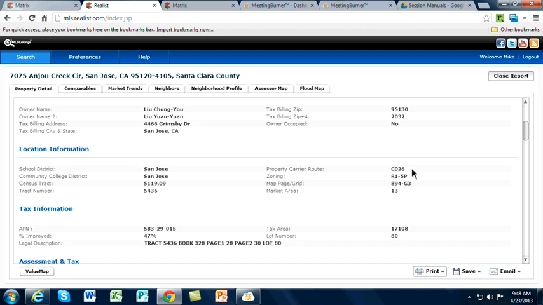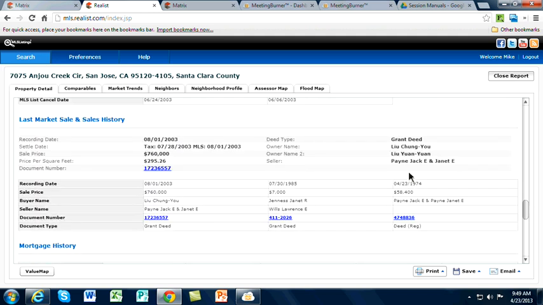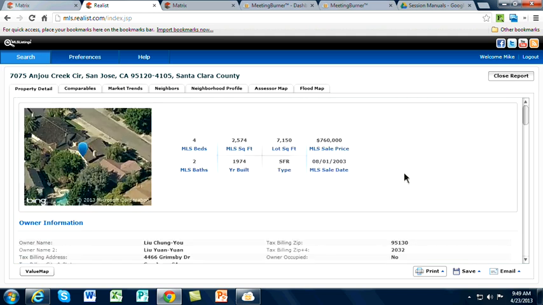Does everybody get the idea? All right. Now, one of the things that Realist doesn't do on this particular property, because you deliberately gave me a difficult one, I know, is that sometimes Realist will come up with what's called an automated valuation model. And the last time this property sold was in 2003 for $760,000. Now, this, by the way, is something that would make an appraiser ill.